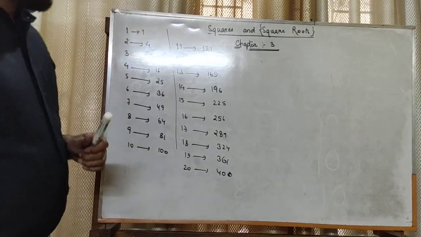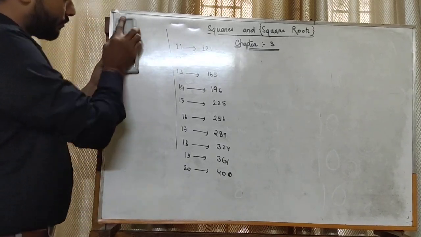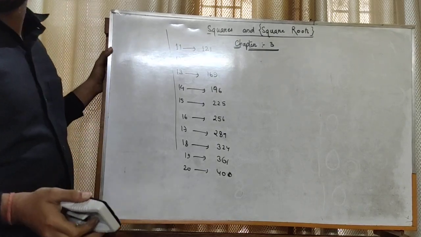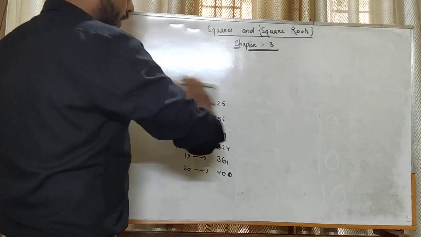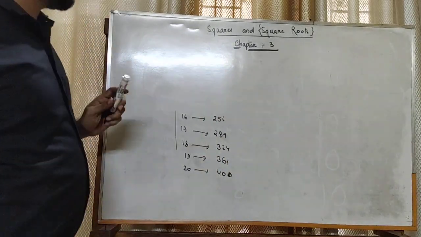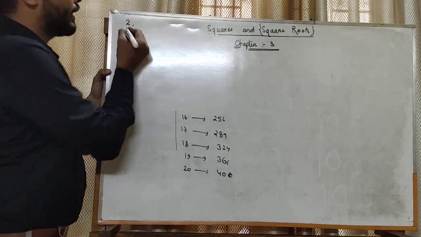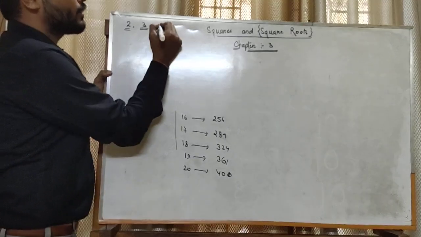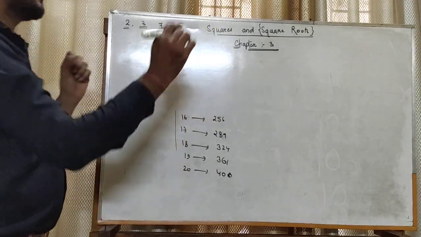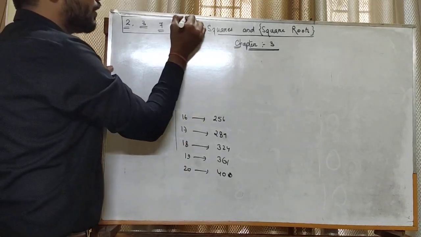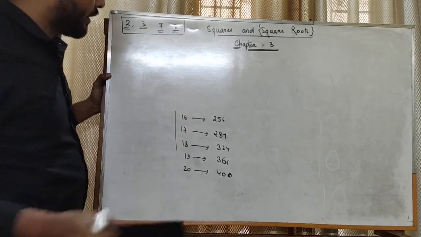Now let's see the properties of perfect square numbers. After seeing many perfect square numbers, you have come to know that a perfect square number never ends with 2. You can see in the table there is no number ending with 2, no number ending with 3, no number ending with 7, and no number ending with 8. So a perfect square number never ends with 2, 3, 7 and 8. This is the first property, you can see it written in the book.